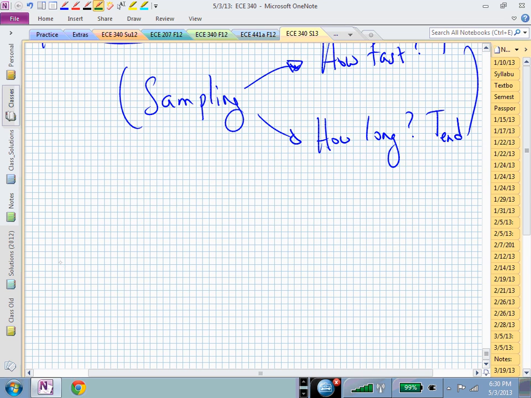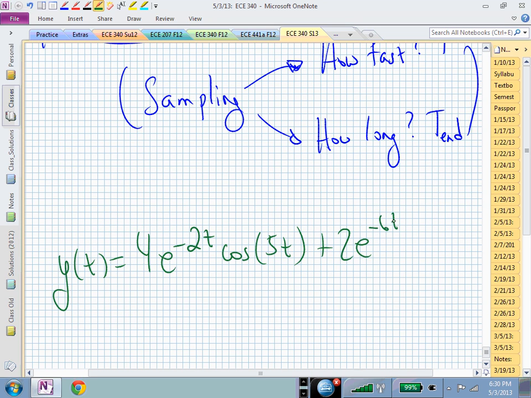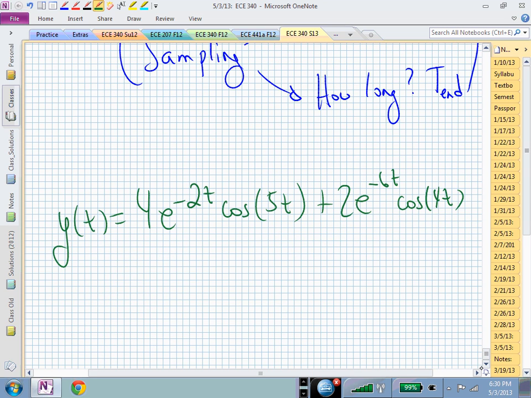Suppose I now gave you y of t equals 4e to the minus 2t cosine of 5t plus 2e to the minus 6t cosine of 4t. And I said, how fast are you going to sample that to give me a reasonable representation of that signal, and for what duration of time are you going to sample?